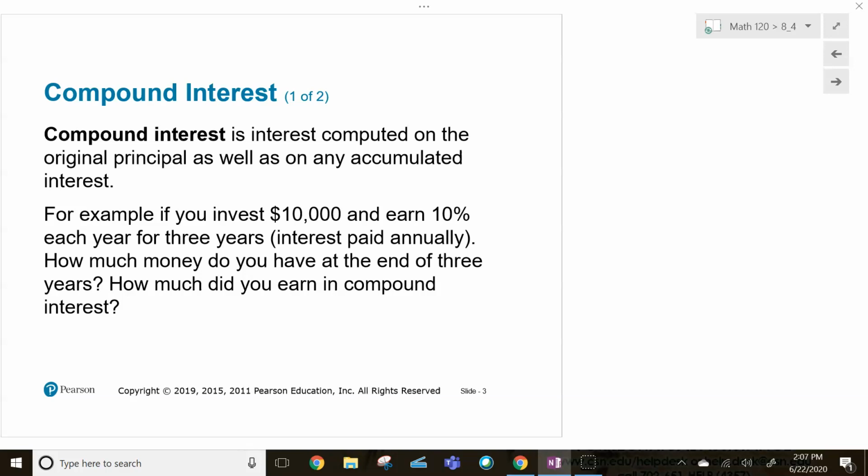Let's say you put $10,000 as your principal into some investment. You earn 10% each year for 3 years. The interest is paid out once a year. So how much money would you have at the end of the 3 years? So let's do it for the end of year one.